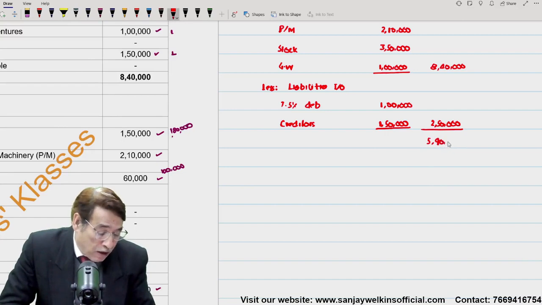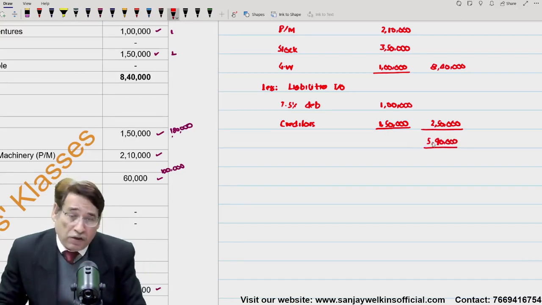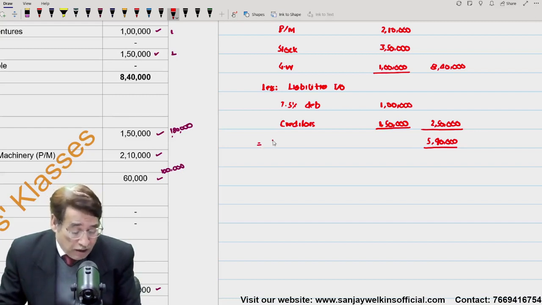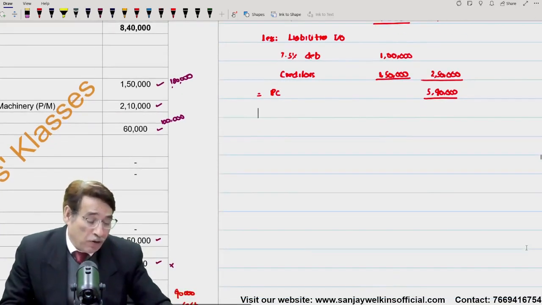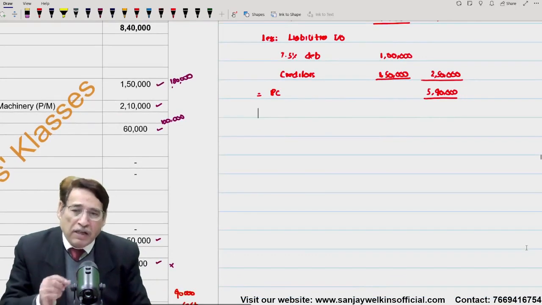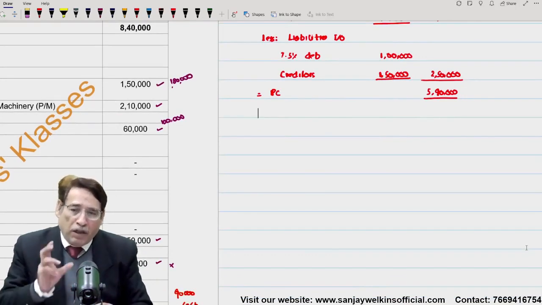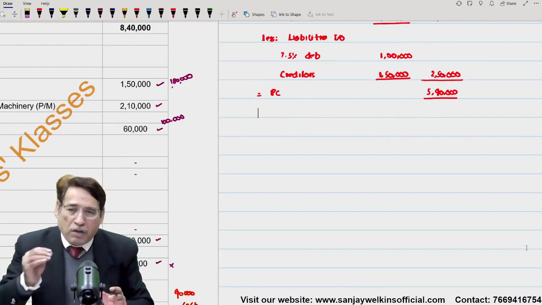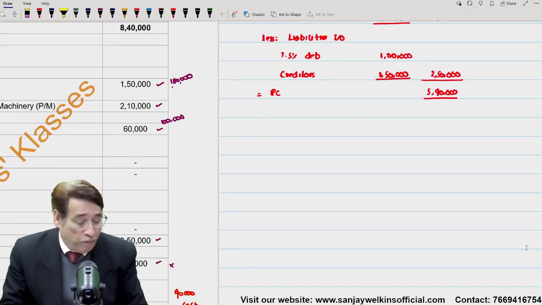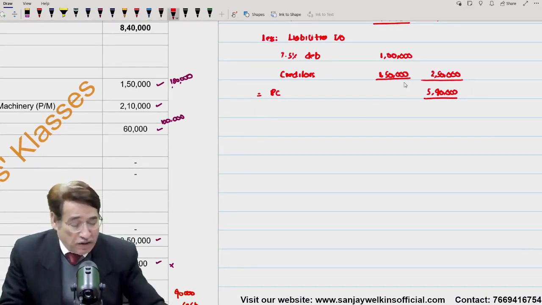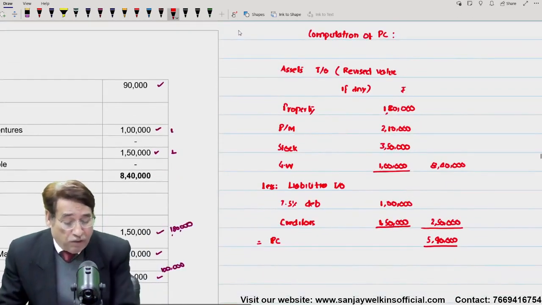So this is how we are going to work out the purchase consideration in case it is not given in the question. If the purchase consideration is not given in the question, this is how we derive it under the net assets method. The net assets method shall be used when the question says that some portion of the purchase consideration is being discharged in so and so form and the balance in so and so form. Is it clear to you? Once you have computed the purchase consideration, this is your first step.